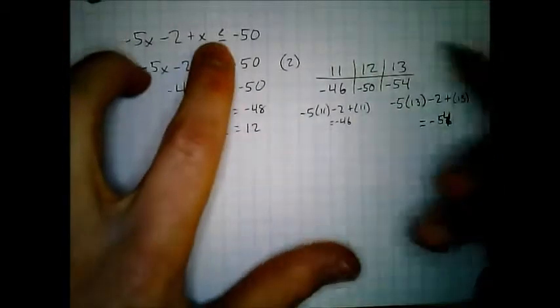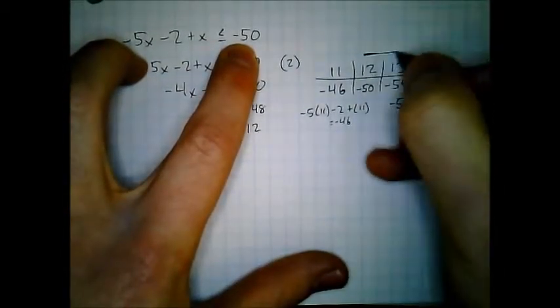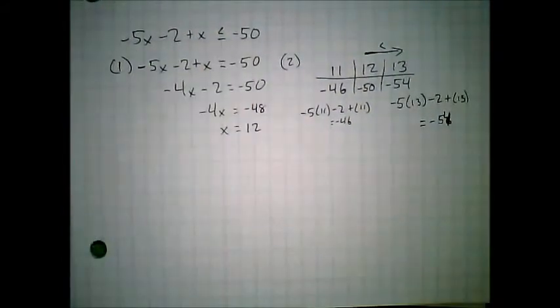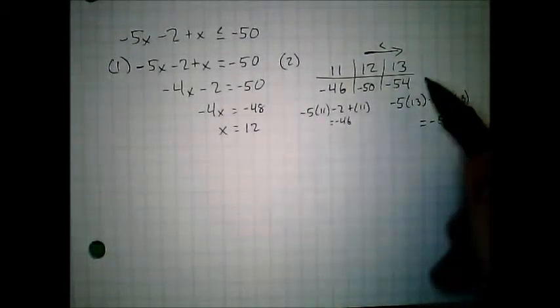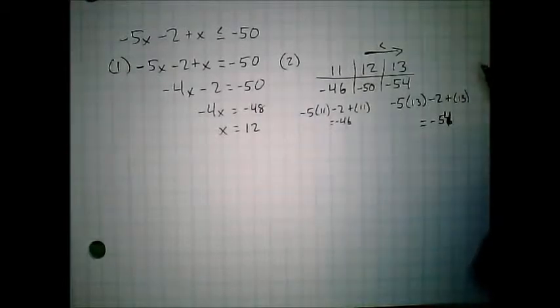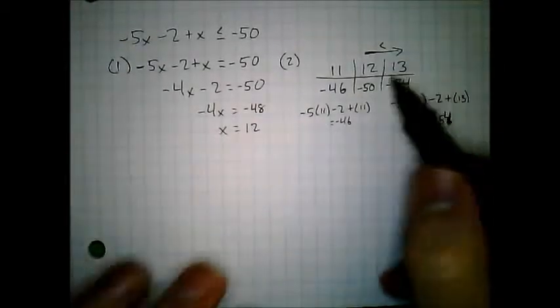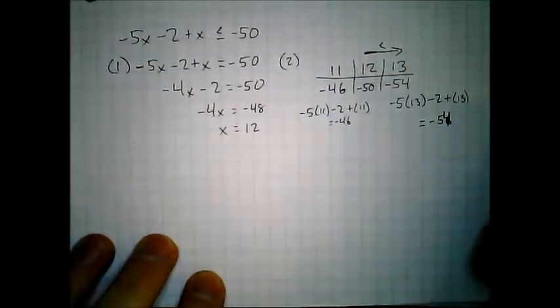Okay, so we want the numbers that are less than negative 50. Well, after 12 are the numbers that are less than negative 50, because we remember that negatives work backwards. So negative 54 is less than negative 50. When x equals 14, we get negative 58. When x equals 15, we get negative 62. So all the numbers after 12 are going to give us a value less than negative 50.